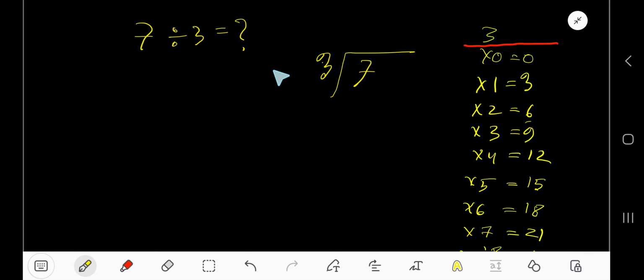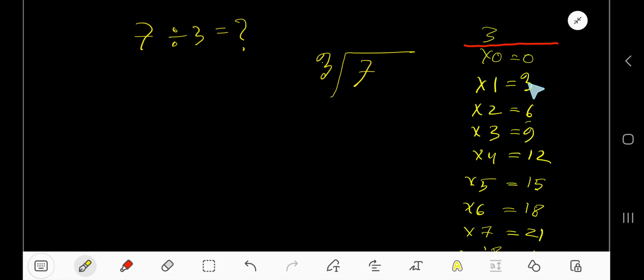7 divided by 3. Here 3 is a divisor, so we need the multiplication table of 3. 3 times 0, 0; 3 times 1, 3; 3 times 2, 6; 3 times 3, 9; 3 times 4, 12; 3 times 5, 15. To find the multiplication table of 3, just add 3 to the previous step.